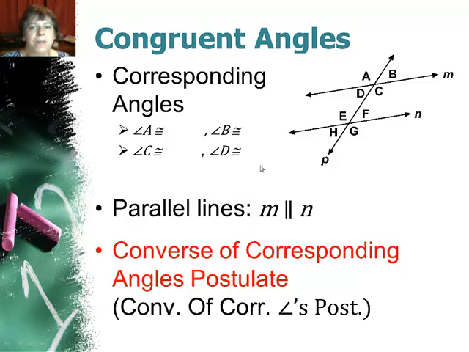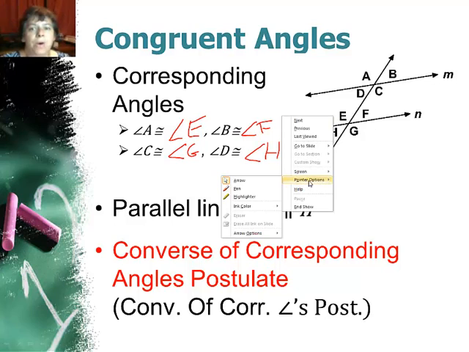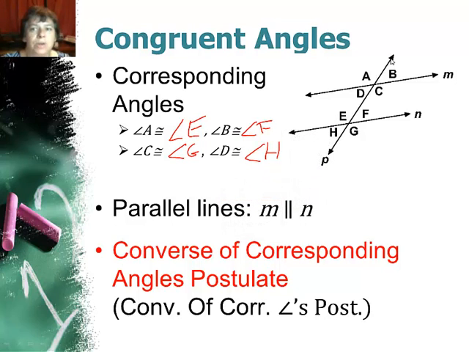So let me go ahead and fill in some corresponding angles for A. If I could show that A and E were congruent, or B and F, or C and G, or D and H, any one of those pairs would be sufficient to show that lines M and N are parallel. Don't forget, you always need to know which is your transversal. In this case, since I was trying to show M and N parallel, the line P is the transversal.